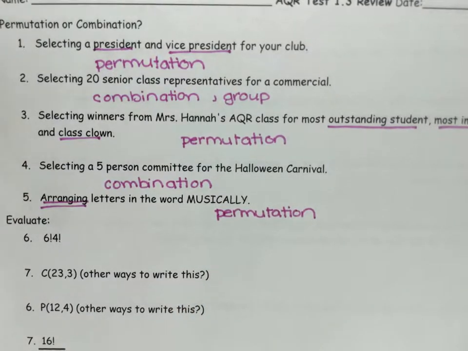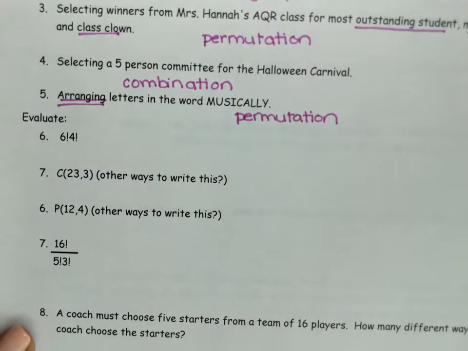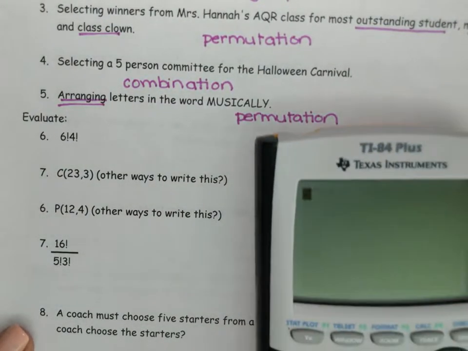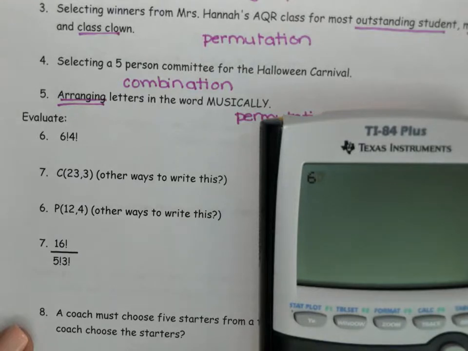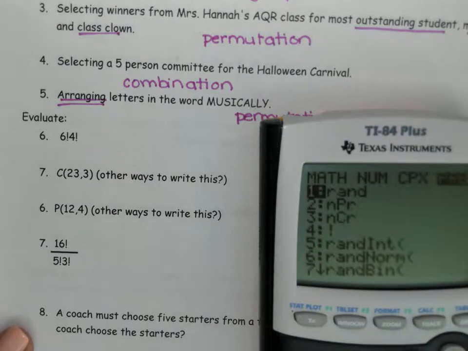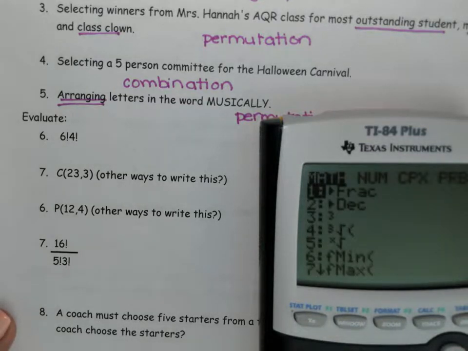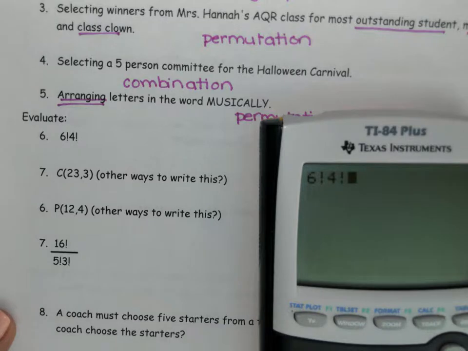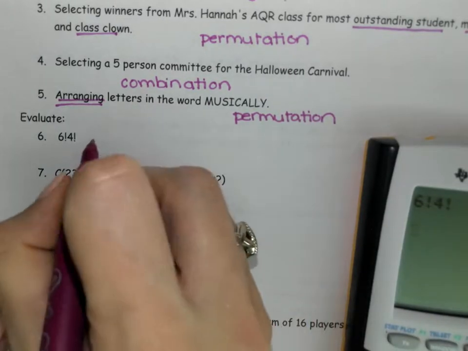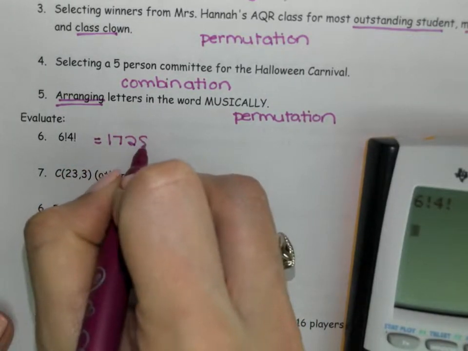This next part is just practicing plugging in the math into our calculator to make sure you know how to type it in correctly. So 6, you click math, go over to probability, and then the little exclamation or factorial. Then we do 4, over to probability, the factorial, and enter. And we get 17280.